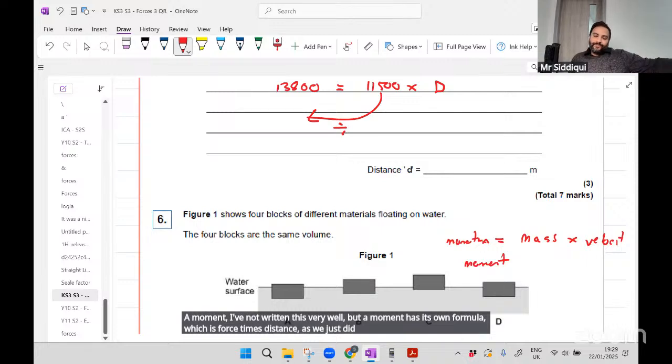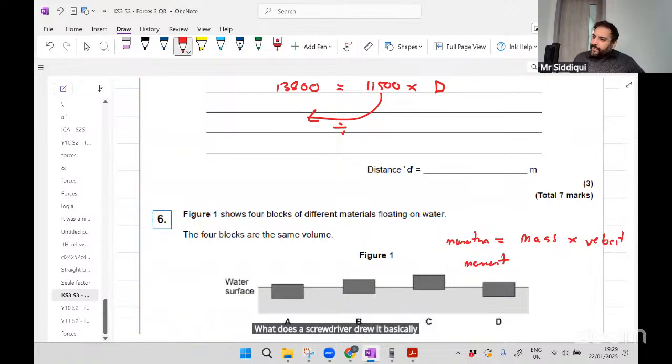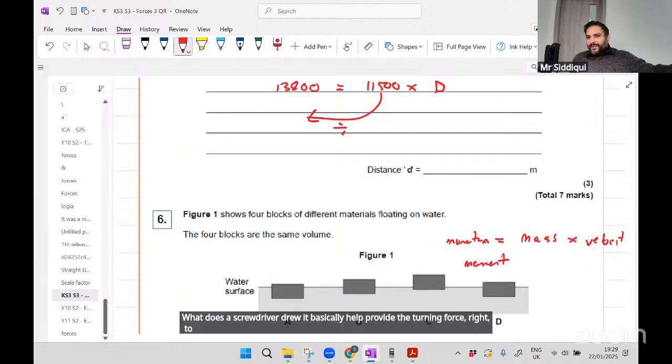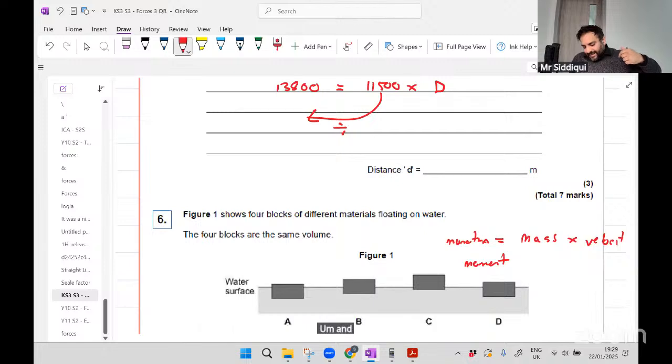The best way to think of moment is think of a screwdriver. What does a screwdriver do? It basically helps provide the turning force, right, to open things or close things. So that's what a moment is. It is a turning force. It's to get something to rotate, essentially. And it's a different topic. I mean, it's still within forces, but it is a different topic.